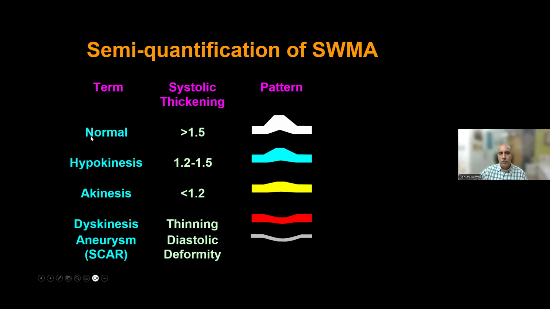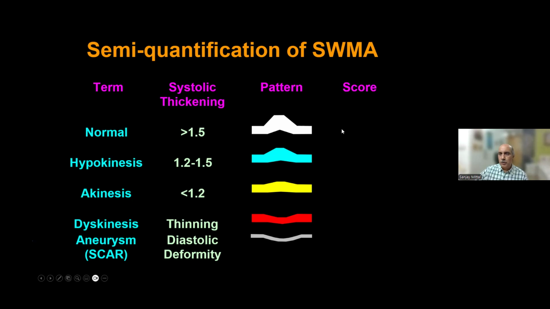Normal has the maximum, almost more than 90% of the muscle here is alive. Hypokinesis more than 80%, this more than 70%. And akinesis and dyskinesis is variable, less than 50% muscle may be alive here. And in dyskinesis it is almost certain that there is no significant surviving tissue. And aneurysm is no muscle, only fibrous tissue.